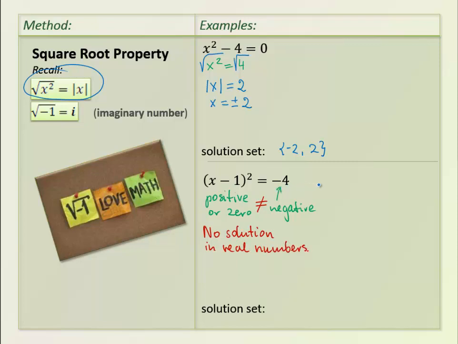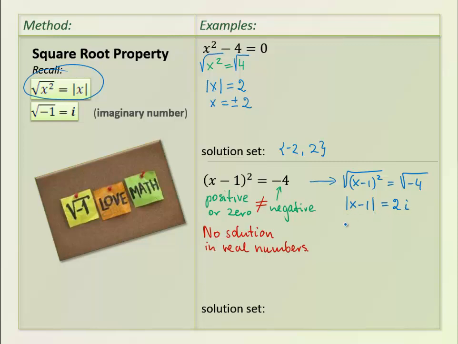However, if you would like to solve it in complex numbers, we should follow the strategy as before and take the square root on both sides. So we'll have the square root of (x minus 1) squared equals the square root of negative 4. And again, the square root of something squared is really the absolute value of this something. And the square root of negative 4 is the same as 2i, because this is like the square root of 4, which gives you 2, and the square root of negative 1, which gives you i.